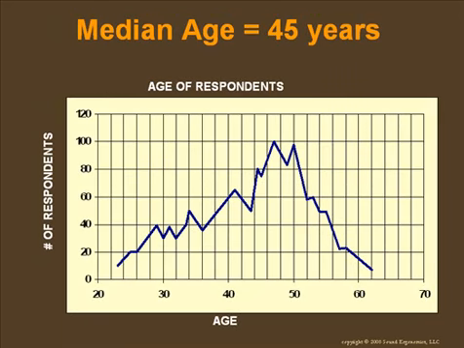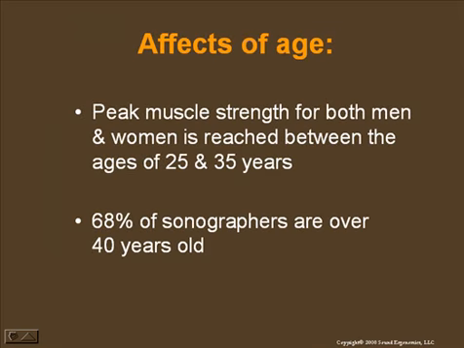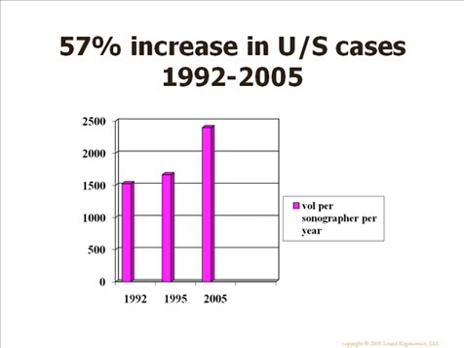The median age of sonographers is 45 years of age, and this is an increase over the past 12 years from 42 years of age. And you can see from this graph, a large percentage of sonographers are between the ages of 40 and 60. So what does that mean for us? Peak muscle strength for both men and women is reached between the ages of 25 and 35 years. So in reality, 68% of sonographers are over 40 years and are working beyond their years of peak muscle strength.